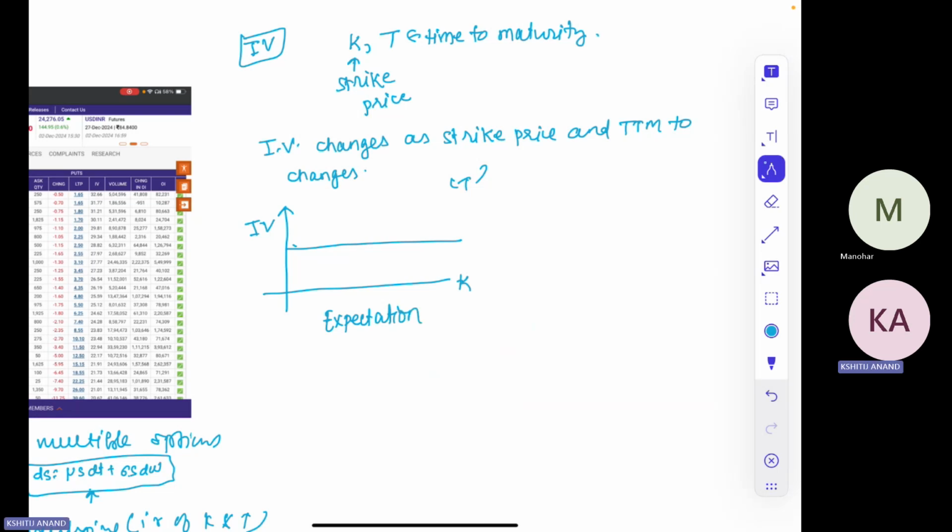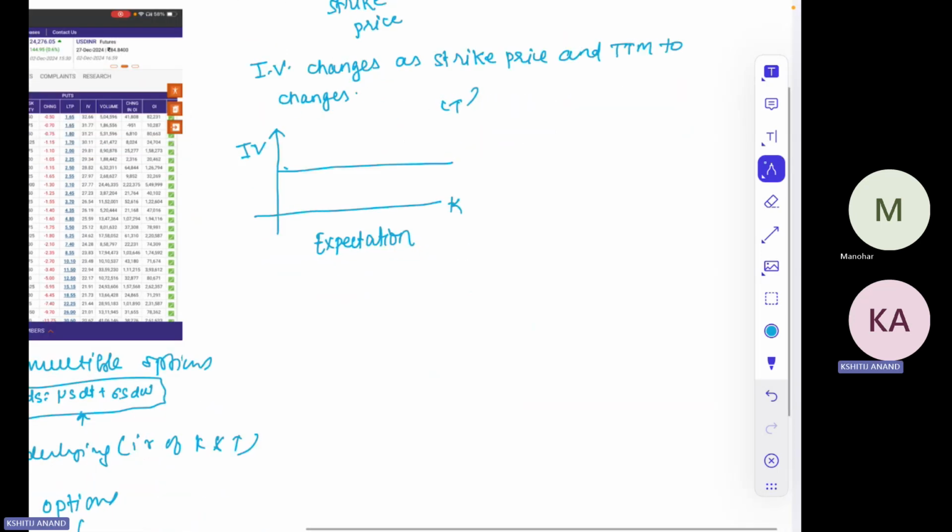Implied volatility changes as the strike price of the option changes, and the same goes for the time to maturity. That is why we can say that implied volatility can be a function of strike price and time to maturity, as of now at least. Not a function, we are not sure, but it changes across strike price and time to maturity. And that is why when we plot it, we get something called the implied volatility surface, okay?